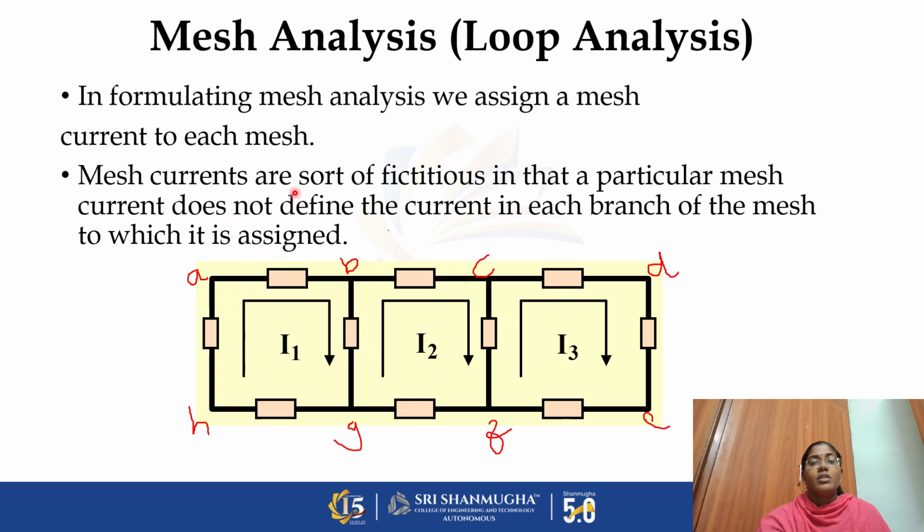So mesh currents are sort of fictitious ones. That is, it is a sort of assumption. In that, a particular mesh current does not define the current in each branch of the mesh to which it is assigned. First, we need to find out the mesh currents. With the help of mesh currents, we can find out the separate branch currents, or the current across a particular element.